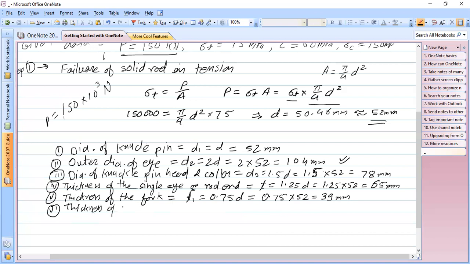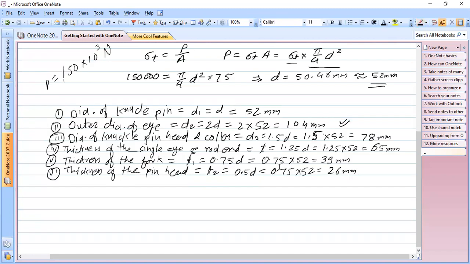Thickness of the pin head, which is T2, equal to 0.5 times diameter, equals 0.5 into 52, which is 26 mm. Is it okay? So these are all our dimensions that we are going to take for the further calculation process.